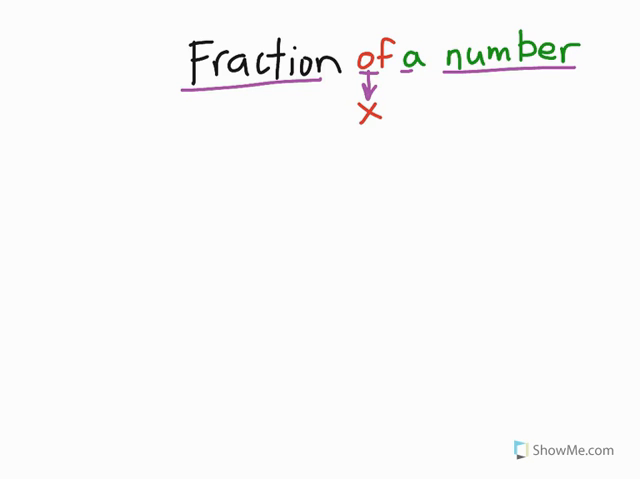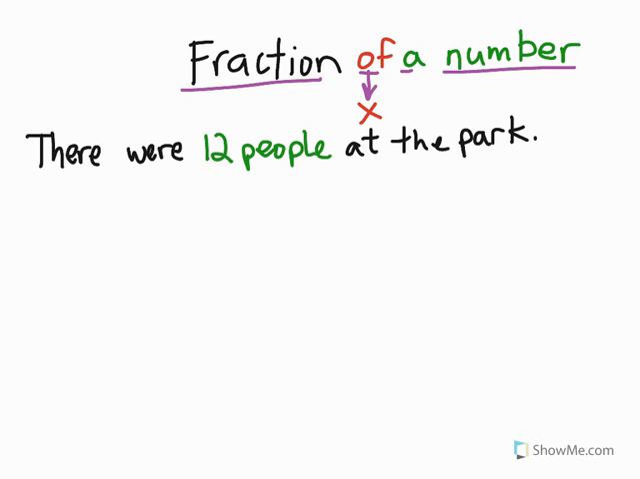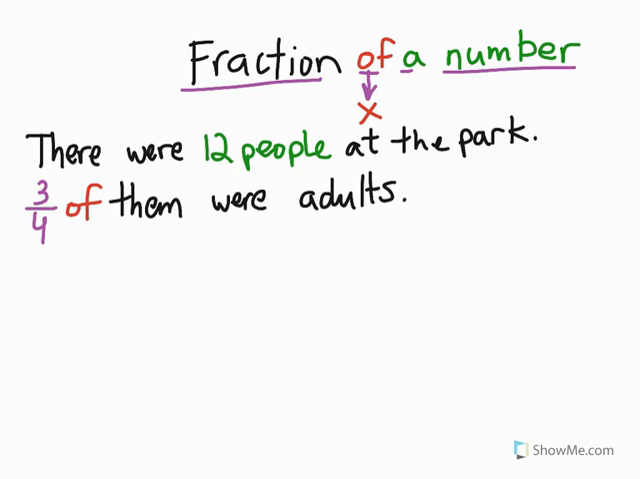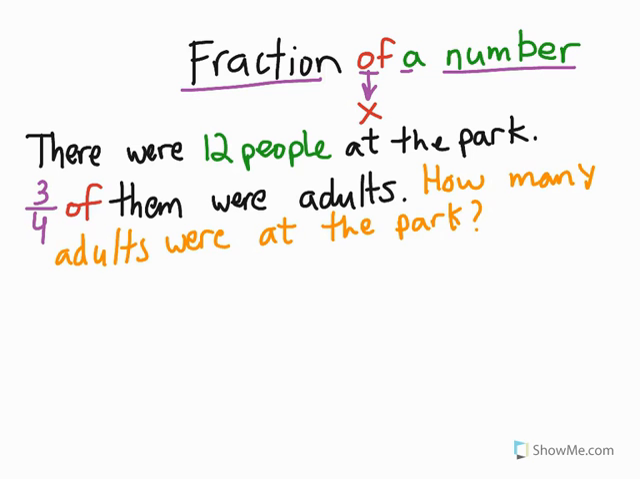Okay? So a problem you're going to see on your worksheet, let's go ahead and write the first one: there were 12 people at the park. 3/4 of them were adults. So how many adults were at the park? Now we see our "of" here, and that tells us we need to multiply. Oh, I should probably cross it out. We are doing multiplication. Okay?